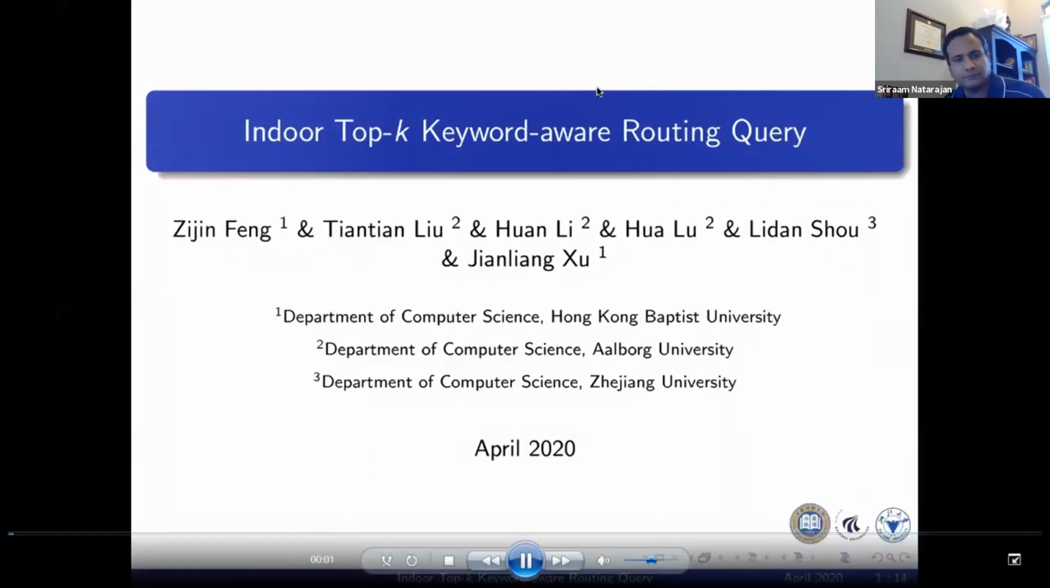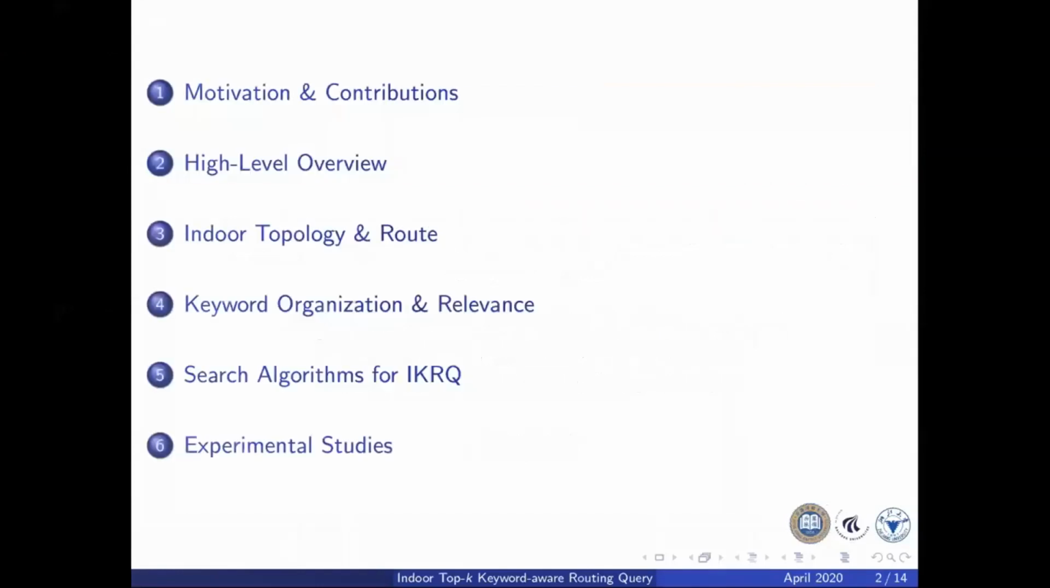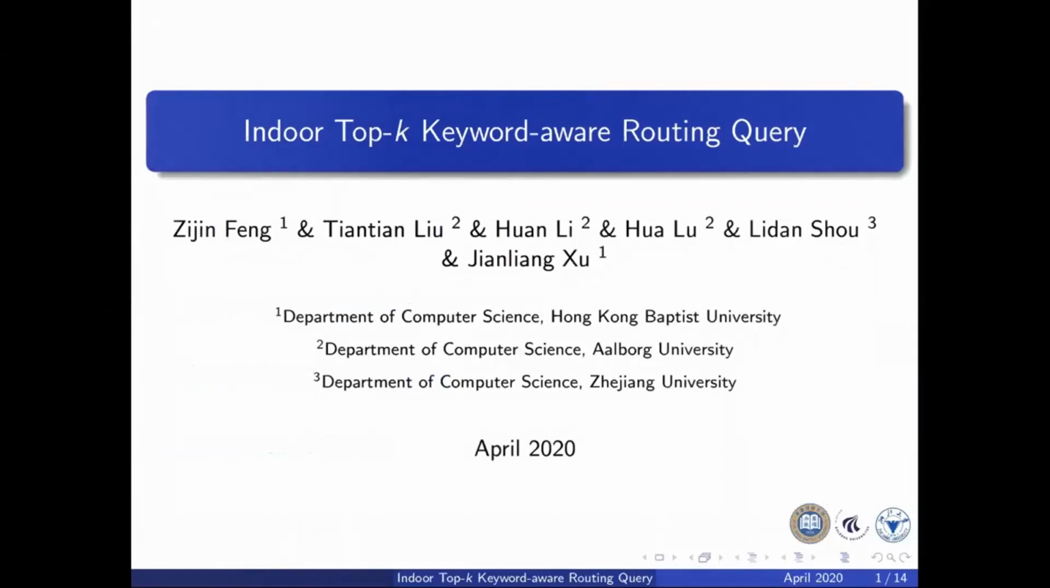Hi, my name is Feng Jijin, and I'm a current year 1 PhD student from the Chinese University of Hong Kong. I'm going to talk about our paper, Indoor Top K Keyword-Aware Routing Query. And today's video will cover the following 6 parts: motivation and contributions, high-level overview, indoor topology and routes, keyword organizations and relevance, search algorithms, as well as experimental studies.